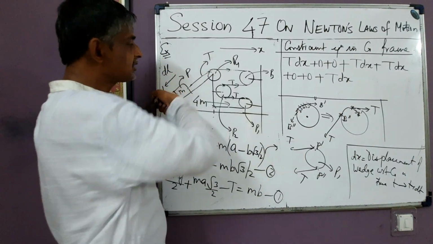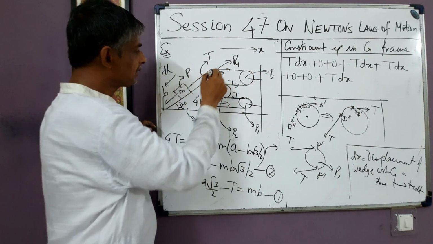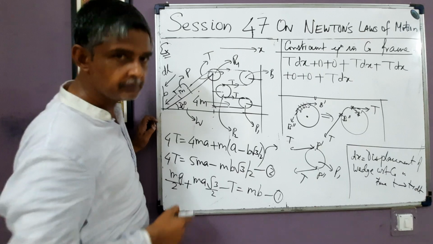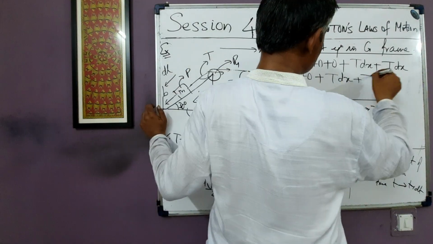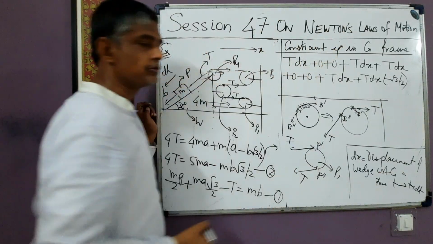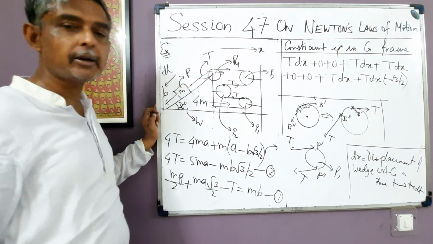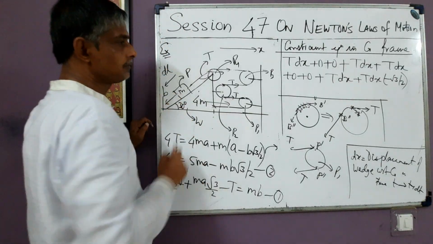Alright. Now take this point, B double dash. At this point T acts in this direction. And this point gets displaced dx in the rightward direction. The angle becomes 150 degrees, the interior angle being 30 degrees, so 150 degrees. So work done becomes T dx cos 150 degrees. So that becomes T dx cos 150 degrees, which is what? Minus root 3 by 2. T dx times minus root 3 by 2 it becomes. Alright, fine.